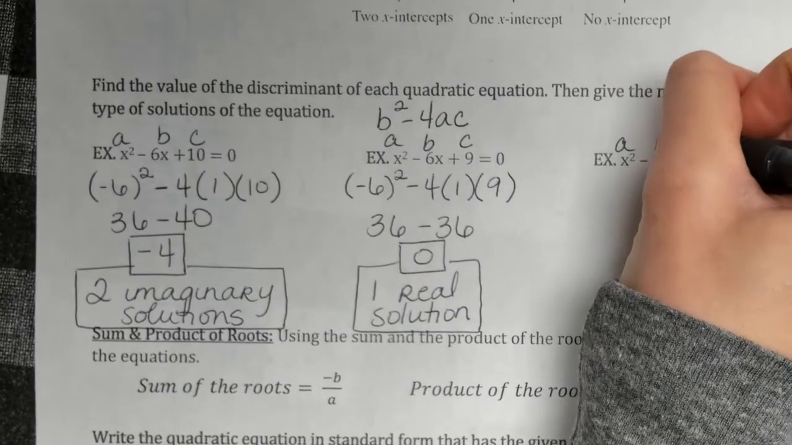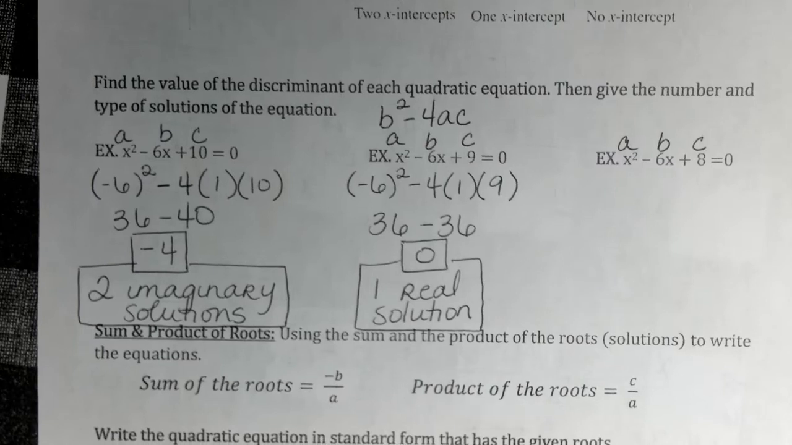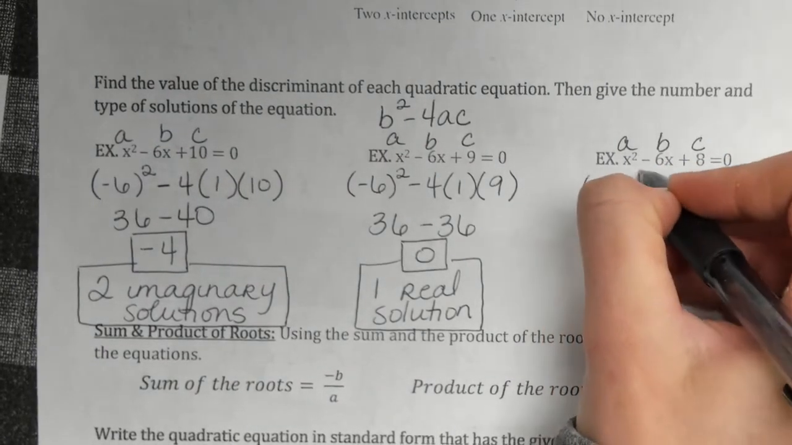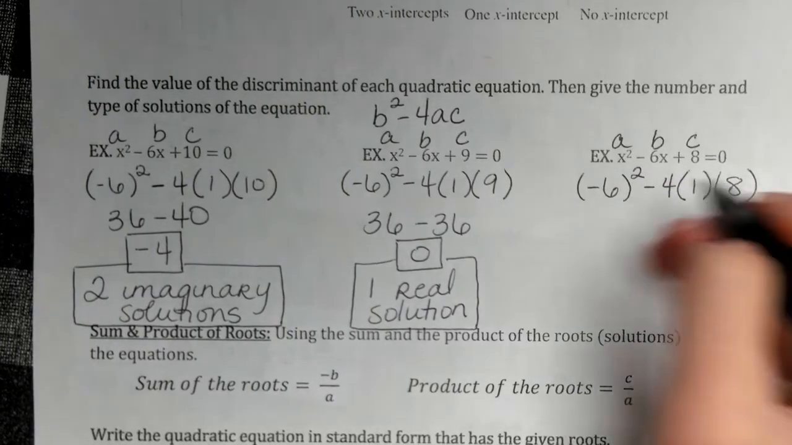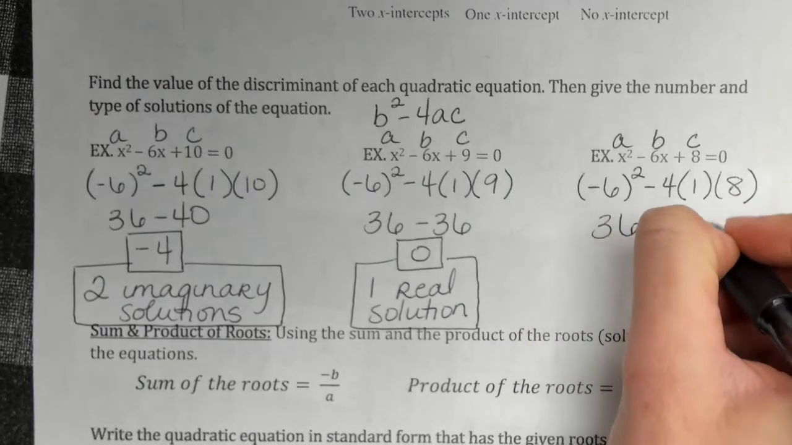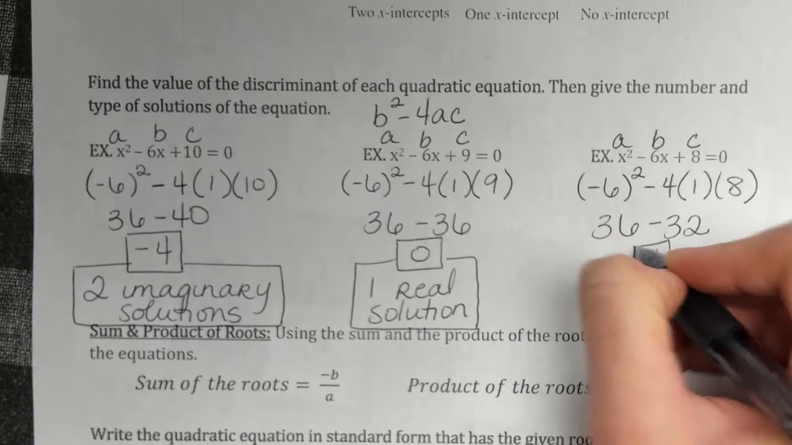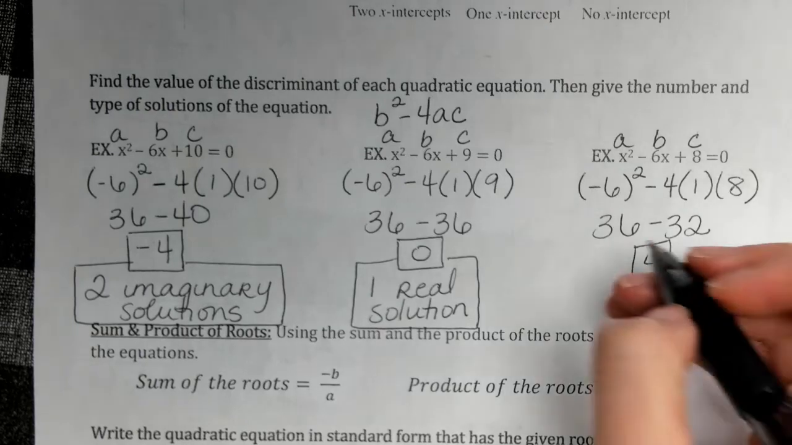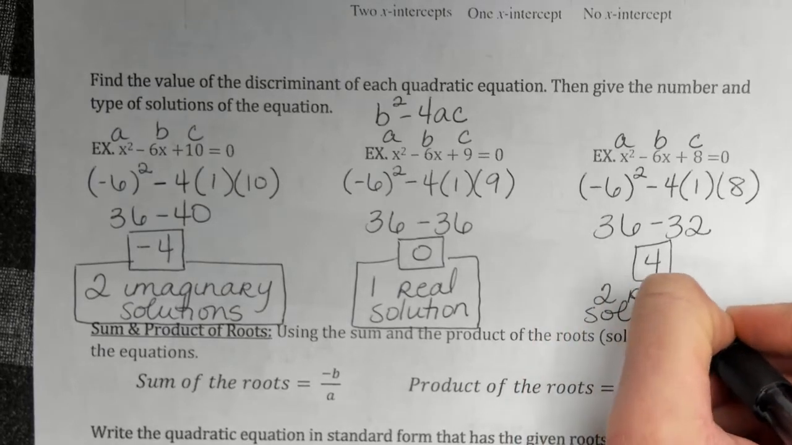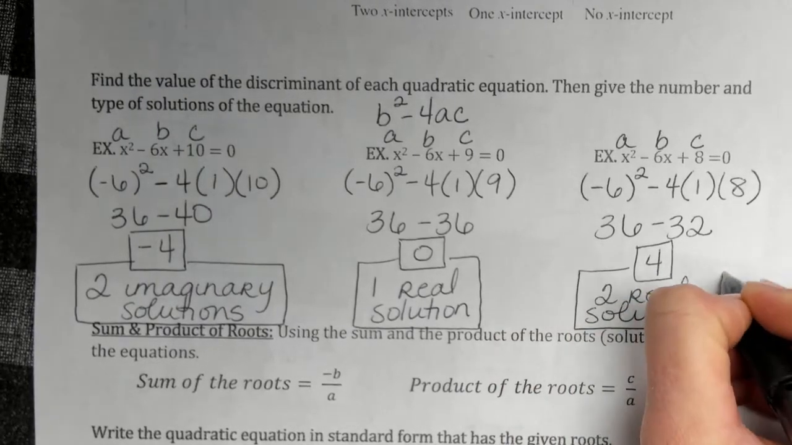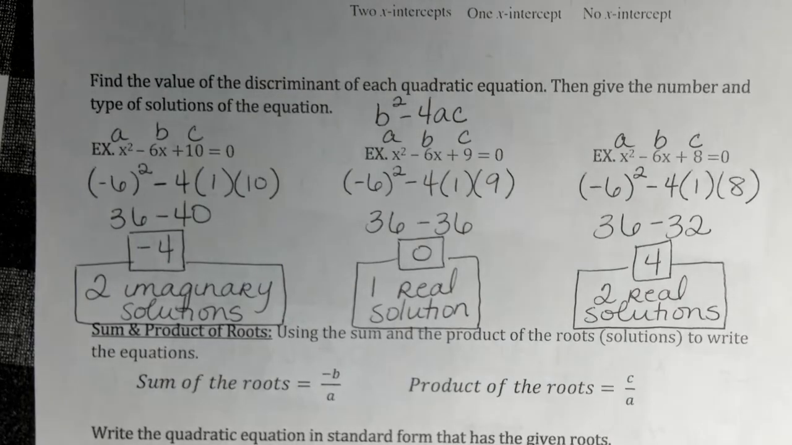So the next example, all of these b's happen to be a negative 6. We've got a negative 6 squared minus 4 times 1 times 8. So 36 minus 32 is a positive 4. So if it's a positive 4, how many solutions do I have? Two real solutions. Are y'all good with that?